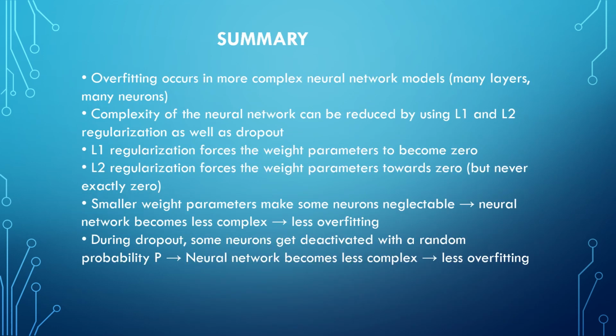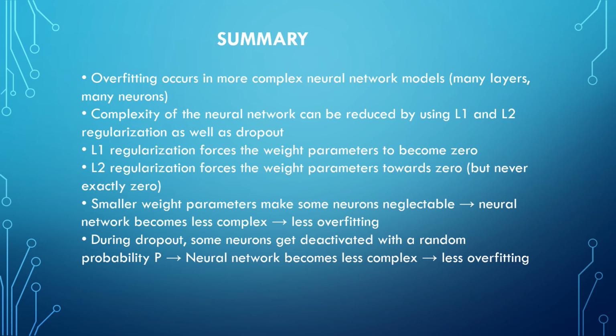Let us summarize the main points that we discussed in this slide. Overfitting occurs in more complex neural network models, that is, many layers and many neurons. The complexity of the neural network can be reduced by using L1 and L2 regularization as well as dropout regularization.